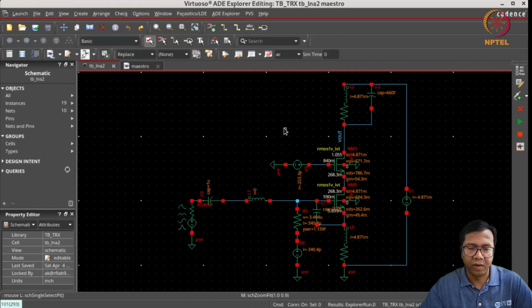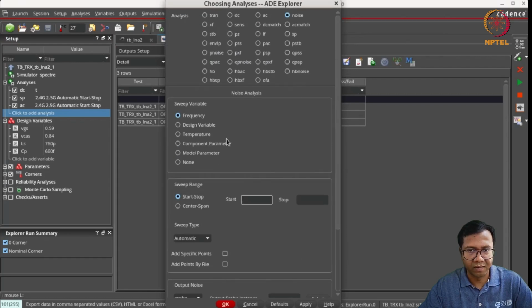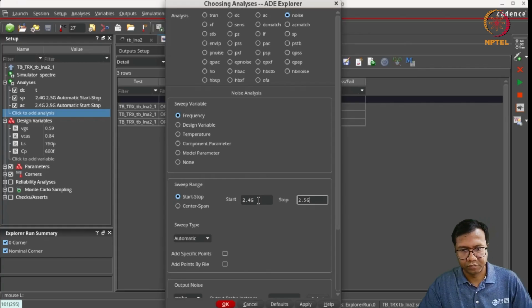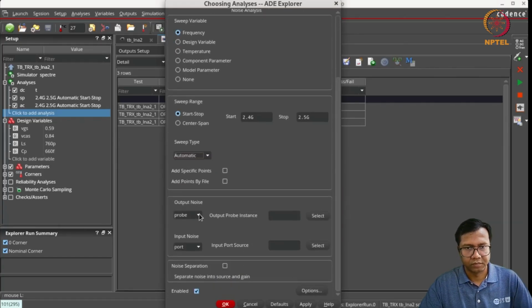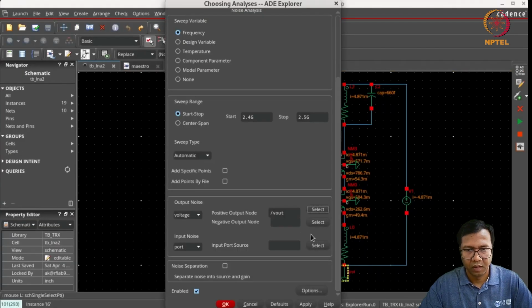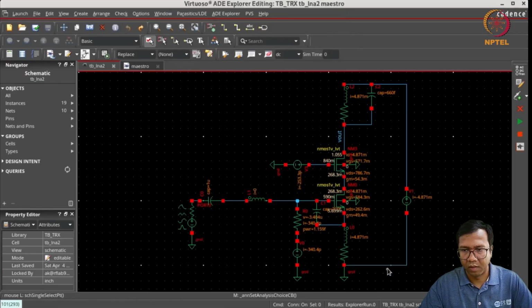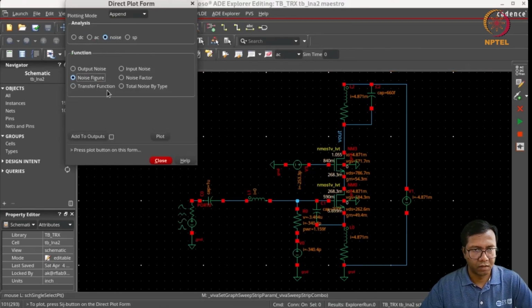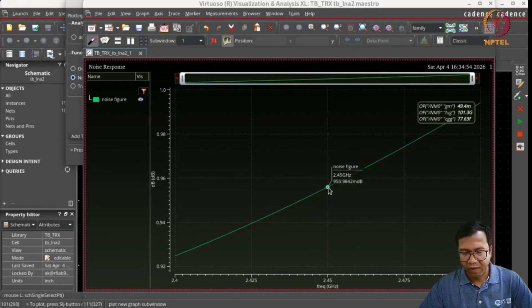So we'll go ahead and try to find the noise figure and the linearity for this circuit. For the noise figure, we can perform a noise analysis. So we'll choose the output node and the input port. Okay, so we can see that the noise figure is really good. It is close to 1 dB.